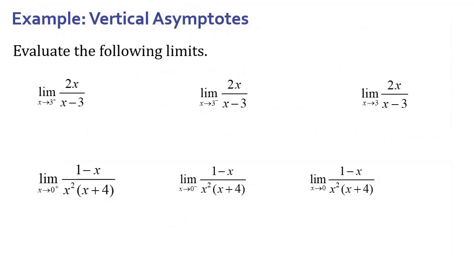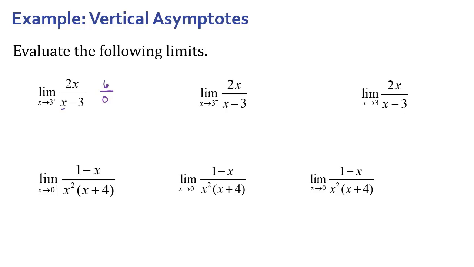Let's look at an example of this graphically. Evaluate the following limit: the limit as x approaches 3 from the right of 2x over x minus 3. If I put 3 in for x, I'm going to get 6 on the top, 2 times 3, and on the bottom, 3 minus 3 is 0. But again, we're not talking about what's happening at 3, we're talking about what's happening as I'm approaching 3 from numbers that are larger than 3.